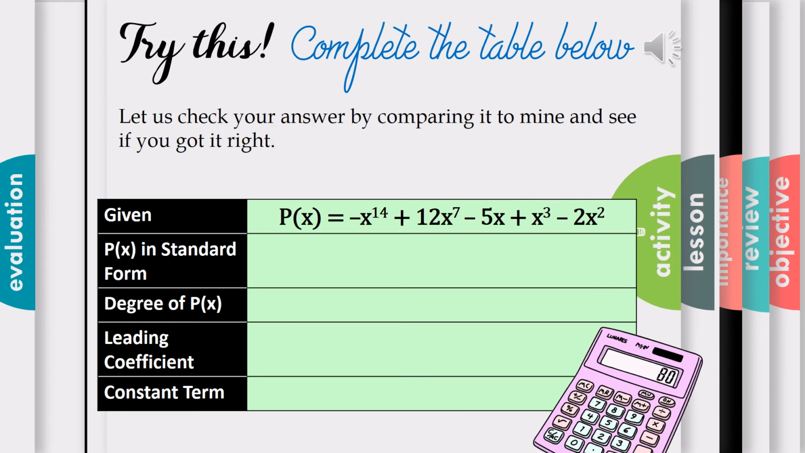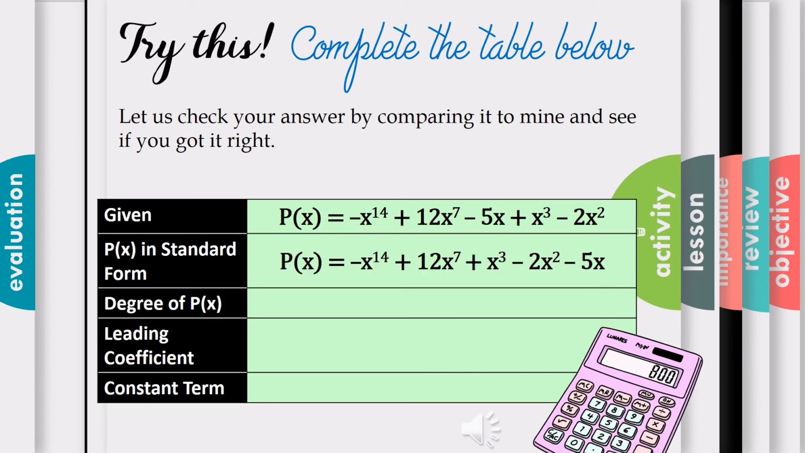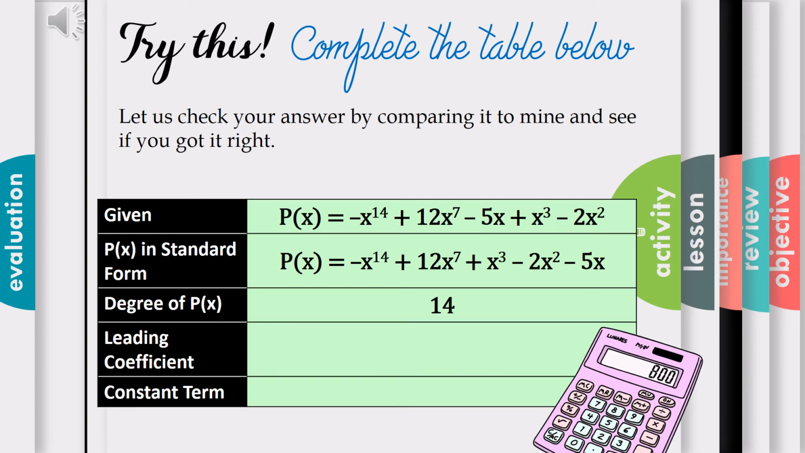Again, let us check your answer by comparing it to mine and see if you got it right. The standard form of our polynomial function p of x is negative x raised to 14 plus 12 times x raised to 7 plus x cubed minus 2x squared minus 5x. The degree of our polynomial function is 14, the leading coefficient is negative 1, and our constant term is 0.